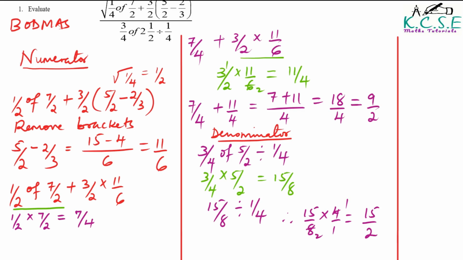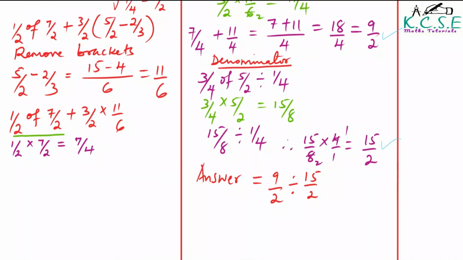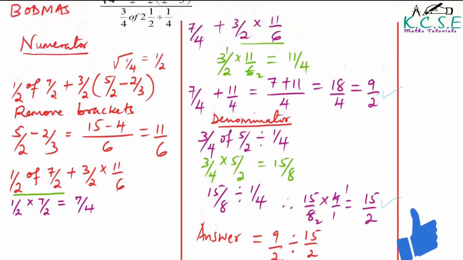Now, after doing that, you notice that the solution for the numerator is 9 over 2. The solution for the denominator is 15 over 2. Now, let's proceed and get the final answer. We have the numerator, 9 over 2 divided by 15 divided by 2. And this one gives 9 divided by 2, multiply by 2 over 15. And this gives by 2, 1, by 2, then by 3, 3, by 3, 5. So when you solve, you get the final answer as 3 over 5. So that is how you're supposed to work out that question.